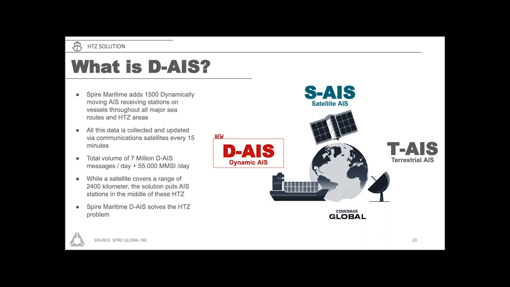In the ocean, I kind of went over this on the previous slide. It's great that a satellite covers a 2,400 kilometer radius of range, but when you go over a high traffic zone, you really need that lower range, higher fidelity. We've done that by covering vessels in high traffic zones with receivers that then broadcast over a different spectrum to be collected and then made available in our API.